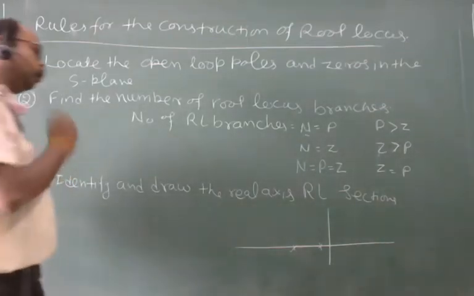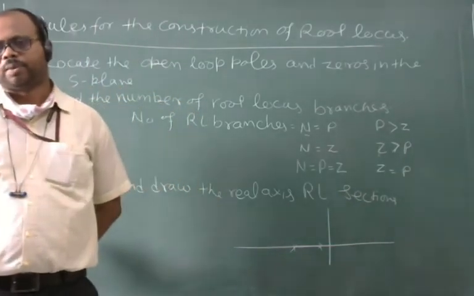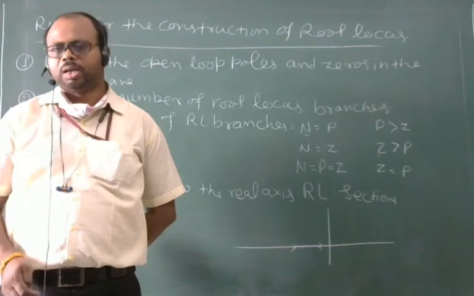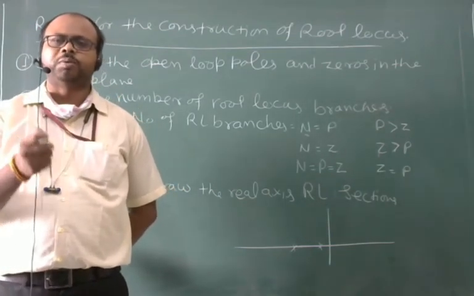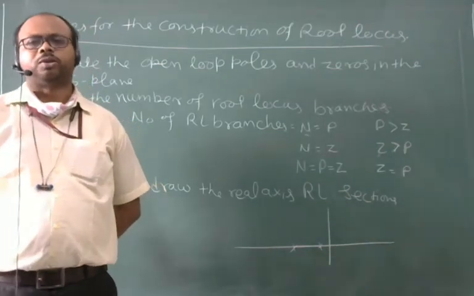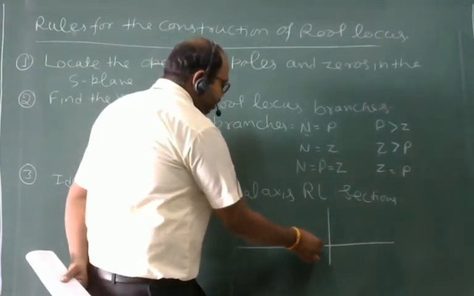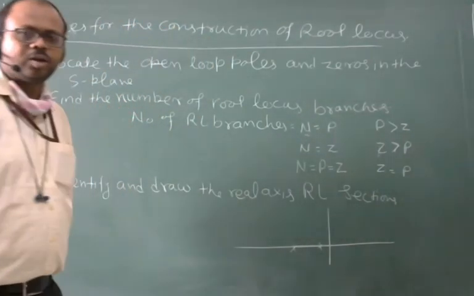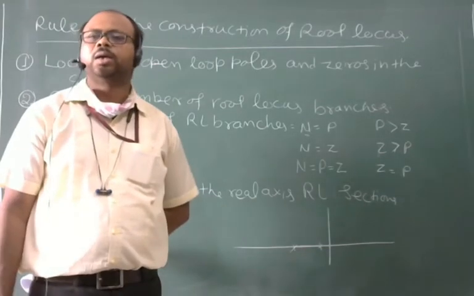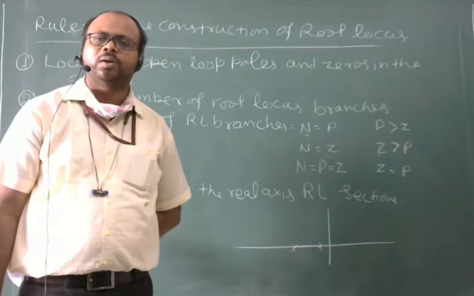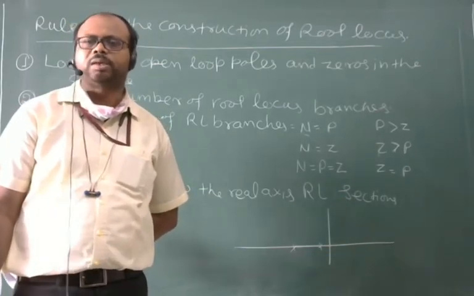And this is true for the negative feedback. This is true for the negative feedback, and for positive feedback, the rule will be reversed. For positive feedback, the rule will be: the section to the right of which the number of roots is even will have the root locus branch, right?